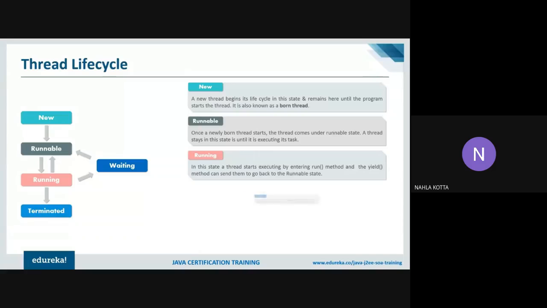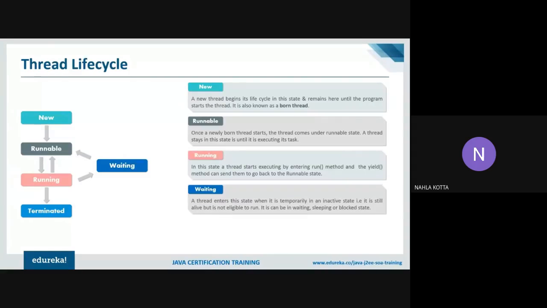What is the waiting state? When a thread enters a state of inactivity, the thread is not performing any action. It is waiting for some other thread to give back the data, or it is sleeping, or it is blocked in a certain scenario or use case. That is known as a waiting state. Your thread is not currently resuming the tasks. Finally, the thread is terminated, when it has completed its task.